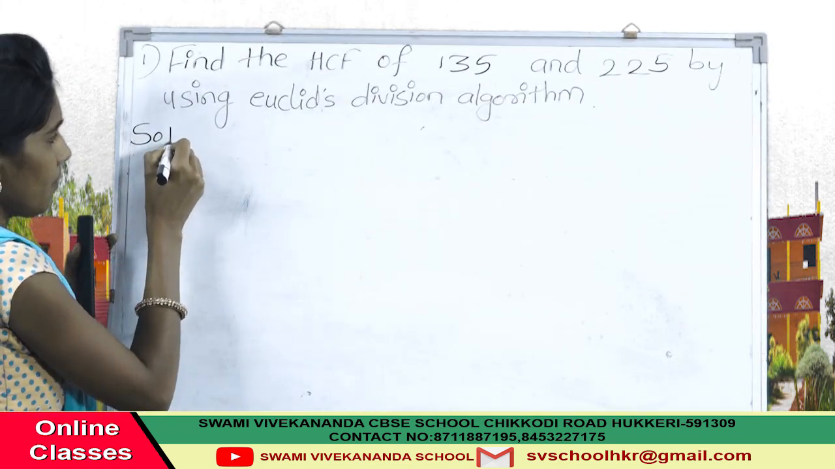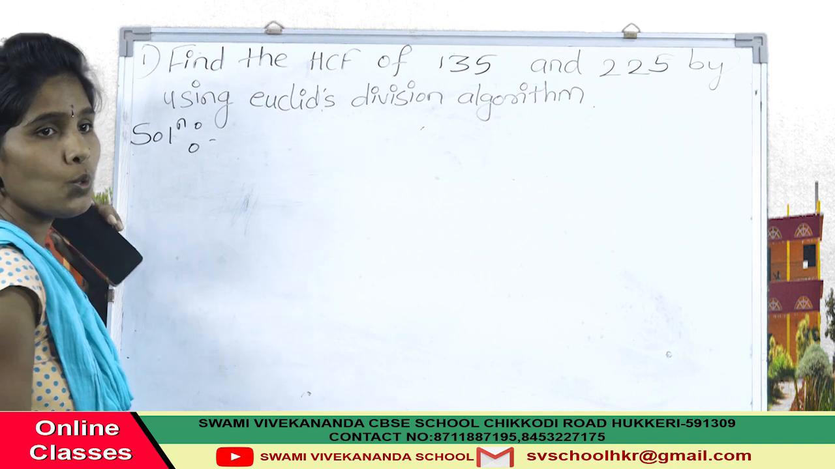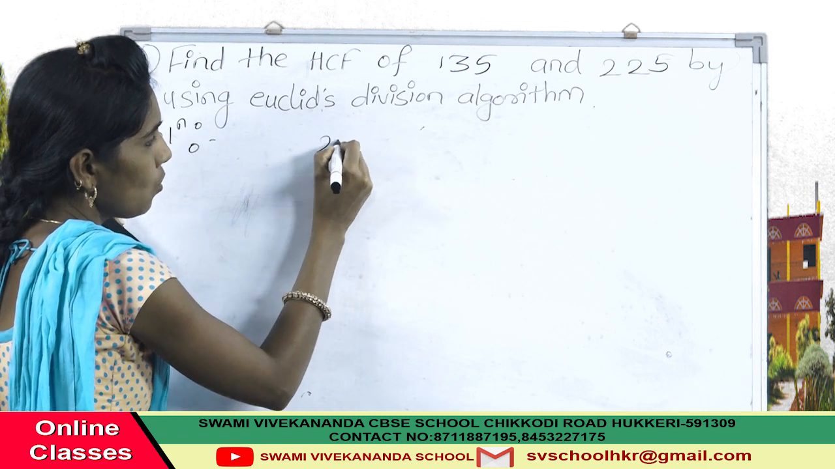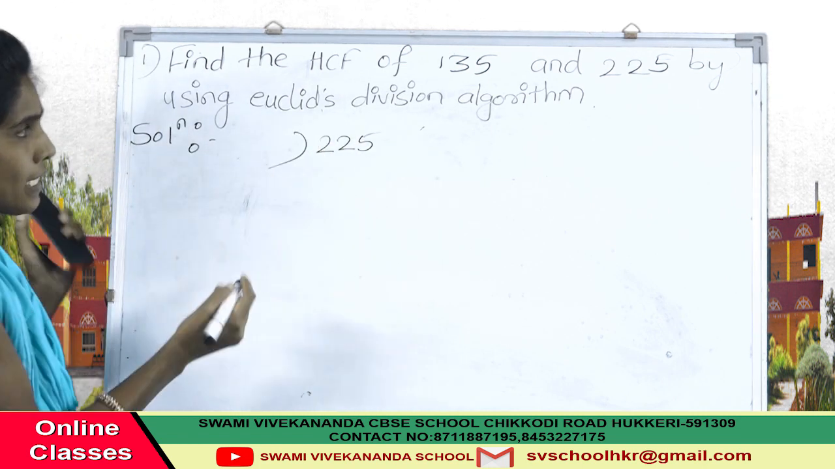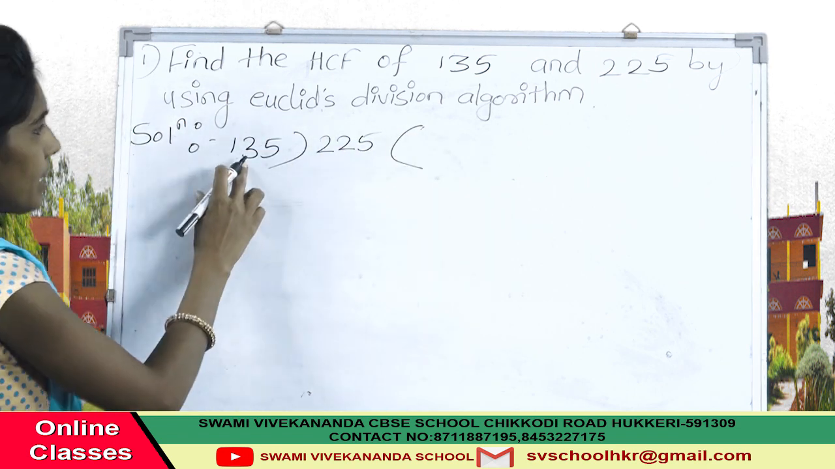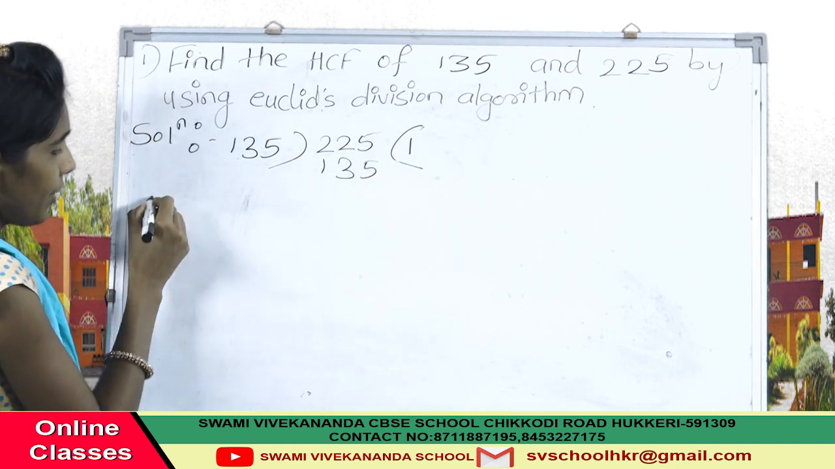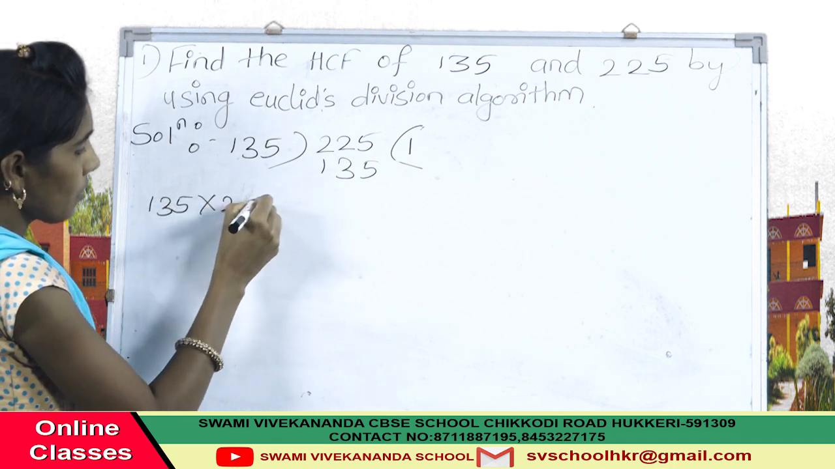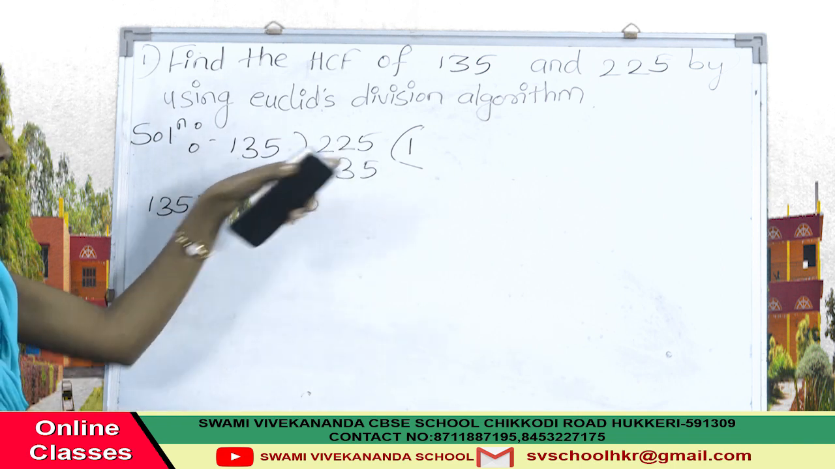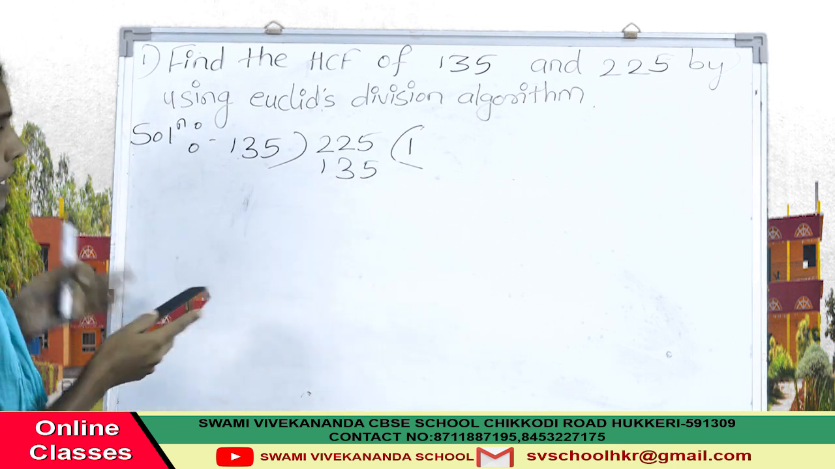Now the solution. How did we solve the first example? See, which number is greater here? 225. Consider 225 as the dividend and 135 as the divisor. If we take 135 into 2, what will we get? 270. This is greater than 225. So I will take 135 times 1, that is 135.